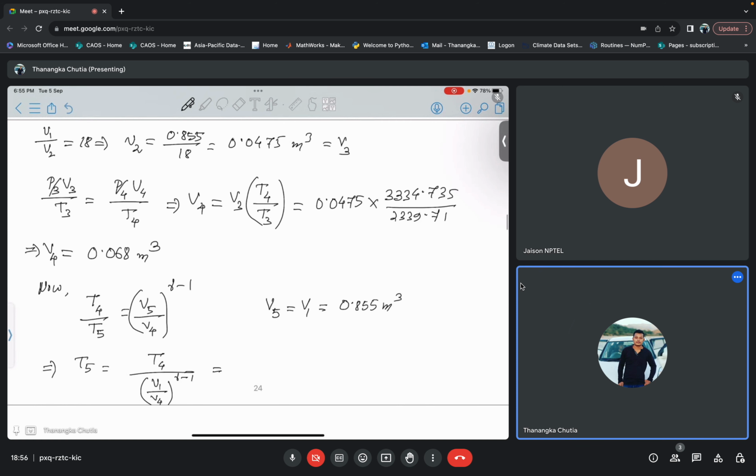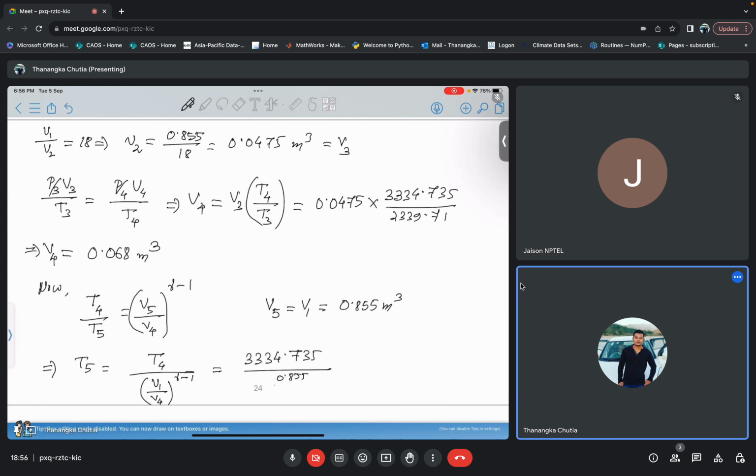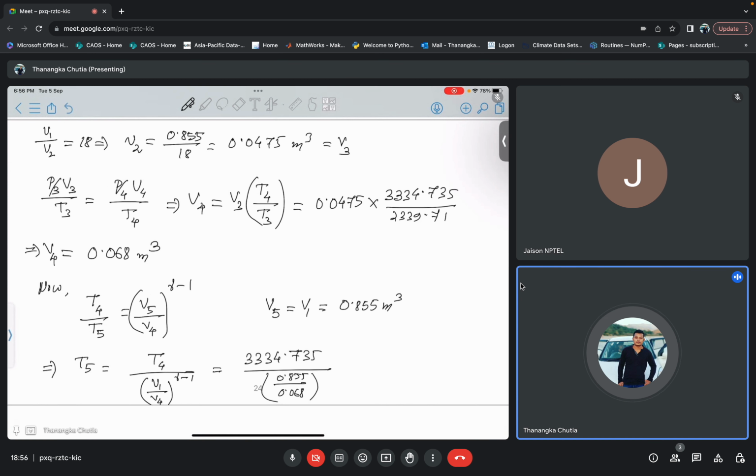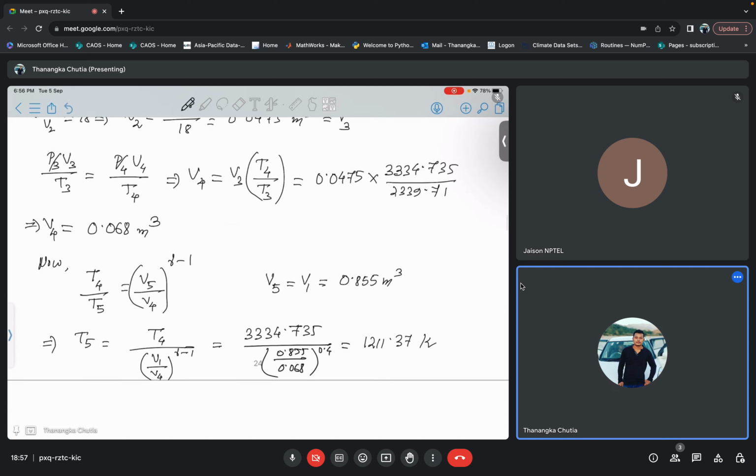What is T4? 3334.735. What is V1? 0.855, and V4 is 0.068, to the power gamma minus 1, which is 0.4. Okay, so if you put all this in, 3334.735 by 0.855 divided by 0.068 to the power 0.4, you will get this as 1211.37 Kelvin. So we have got the temperature at all the points.